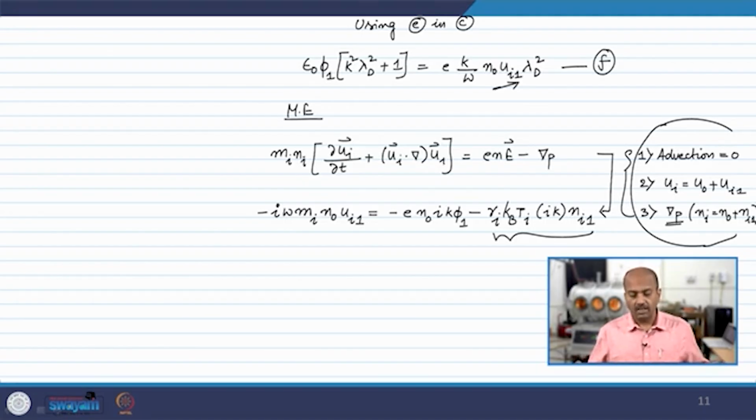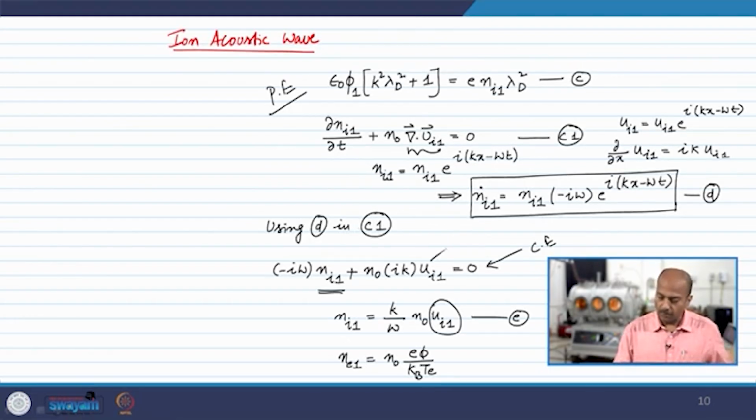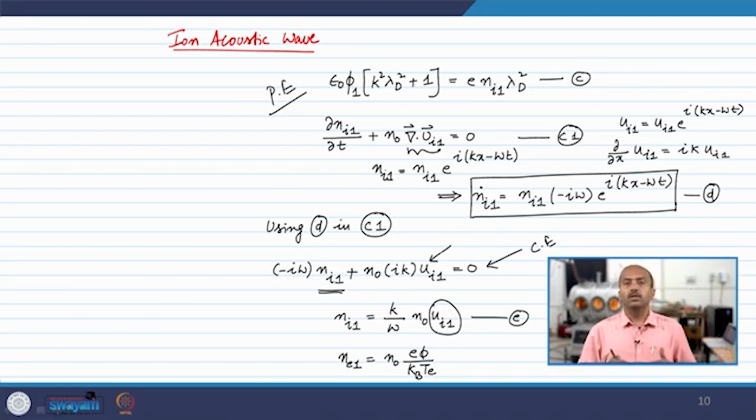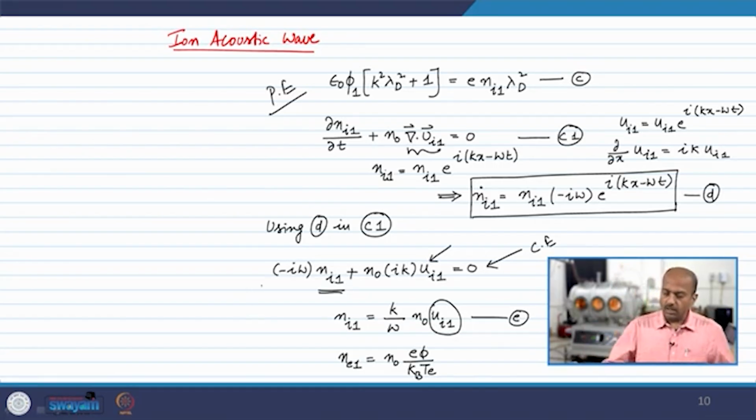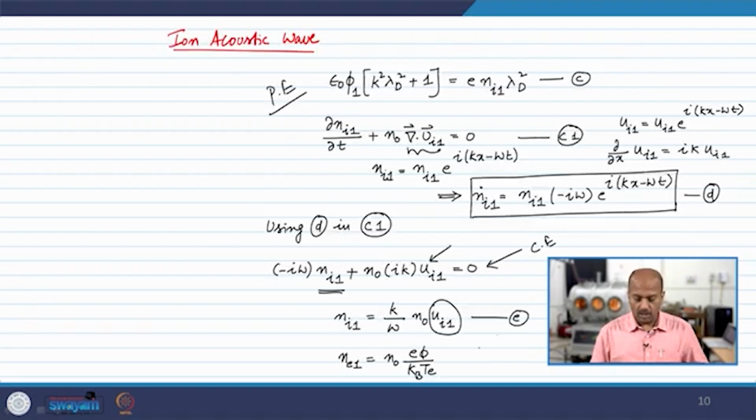The only thing which has changed now is this phi 1 which appears, and ui1 also carries the information about the Poisson equation. Why is the Poisson equation in this picture? Because we have treated the number of electrons and ions to be different. So this continuity equation carries the information of both the Poisson equation and the continuity. Now when we substitute, we can use this ui1 from equation number E into this.